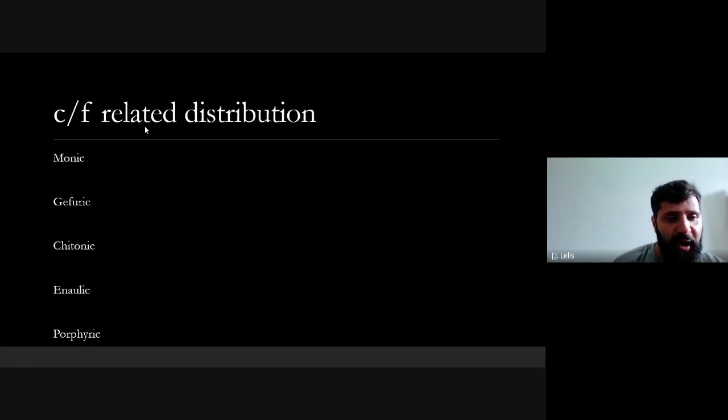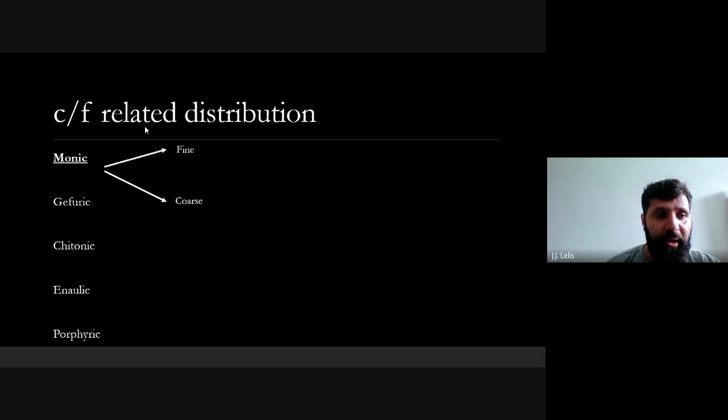We have 5 specific related distributions, and they are very easy to understand and they express a lot about the soil formation. We have the monic, and the monic distribution tells us that we have only one of these 2 partial fractions. So I only have the coarse fraction, the coarse partial fabric, or I only have the fine partial fabric, or the fine fraction.